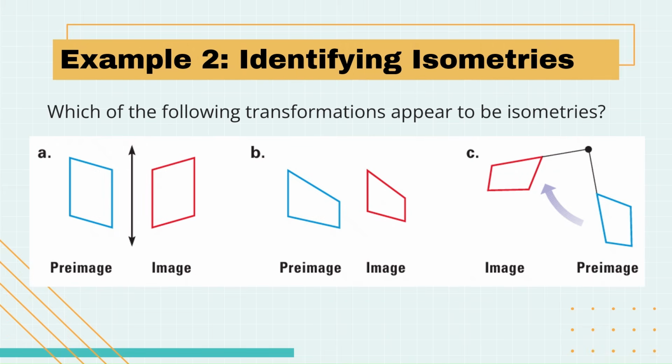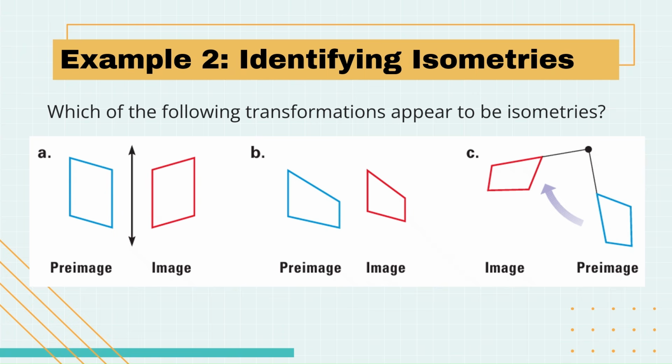So example number 2, identifying isometries. Which of the following transformations appear to be isometries? You have letter A, letter B, and letter C. If you need more time to think of your answer, you may pause this video.